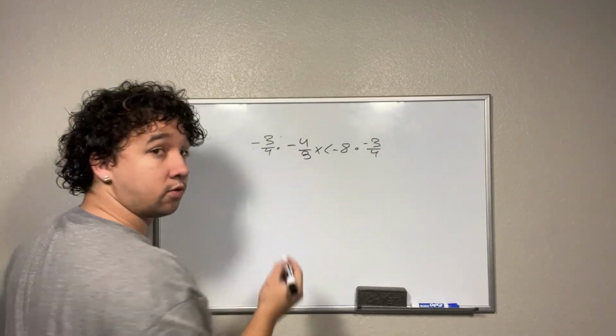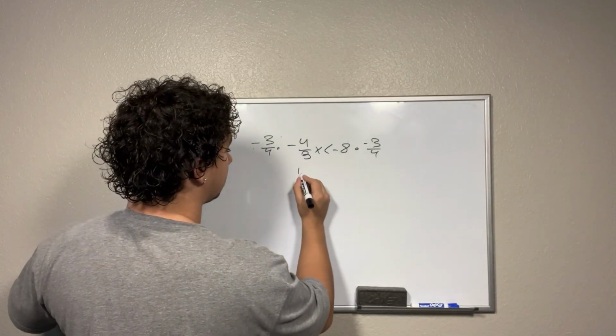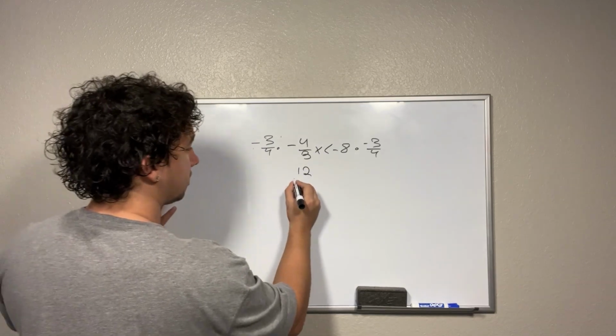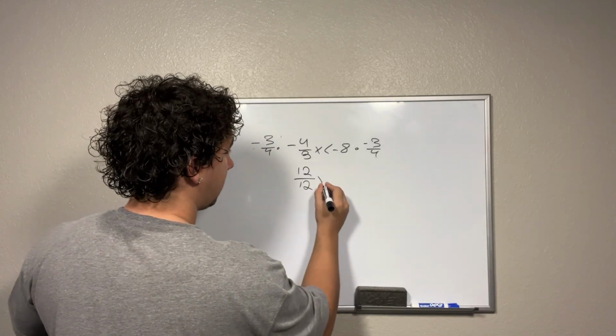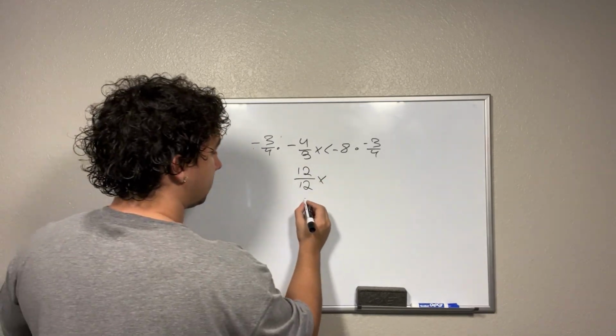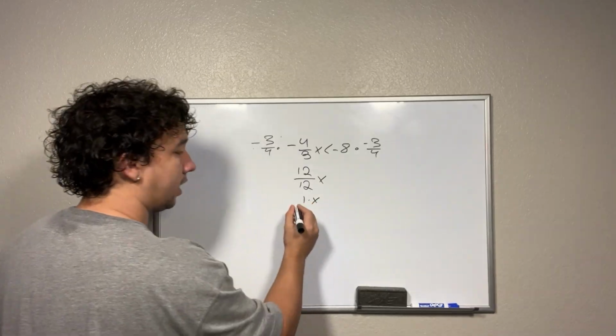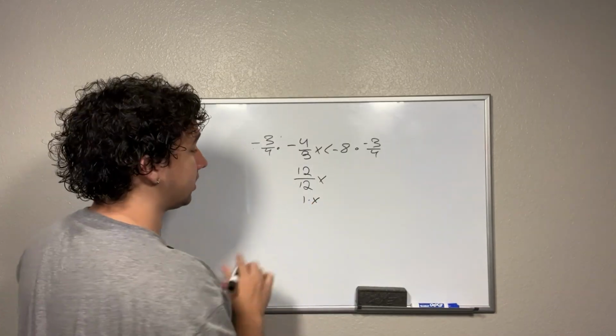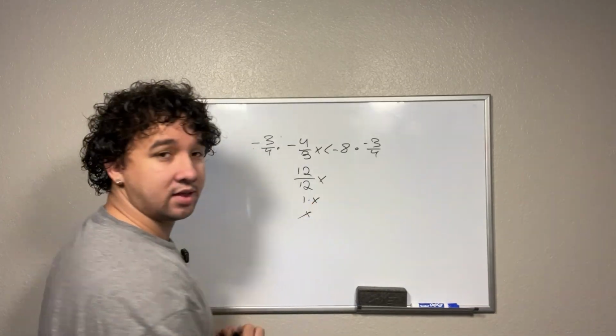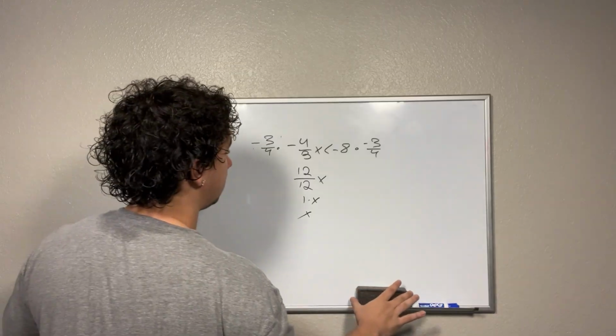Negative 3 times negative 4, negative times a negative is a positive, that gives me positive 12. 4 times 3 is also 12. 12 divided by 12 is equal to 1, so you get 1 times x. And well, 1 times any number is just that number, so that just gives you x. That's kind of the process on why this works.